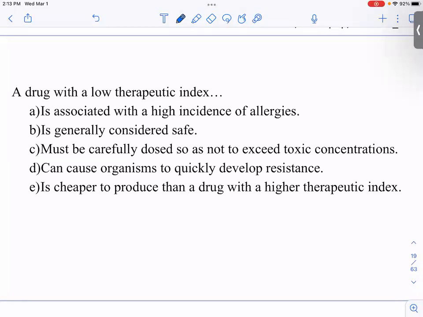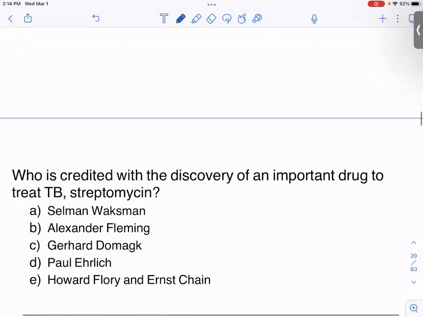Okay, so a low therapeutic index. That means that the toxic dose is really close to the therapeutic dose. So C, we want to carefully dose this so we don't exceed the toxic concentration. I can see that you might have mixed it up with B here. The rest here doesn't really have anything to do with it. Sometimes it's confusing: do we want it high or do we want it low? That can be the confusing thing.